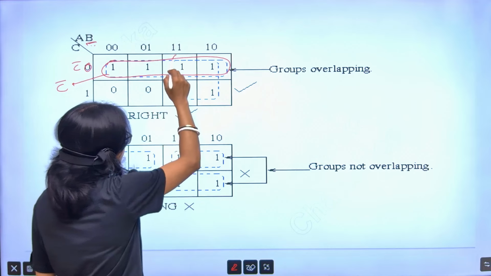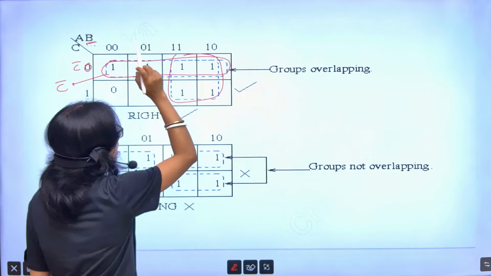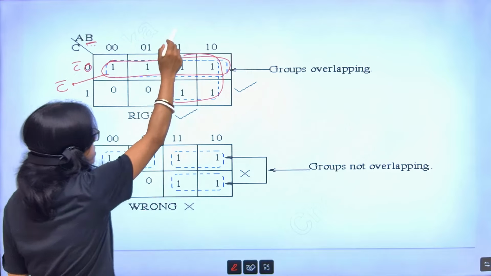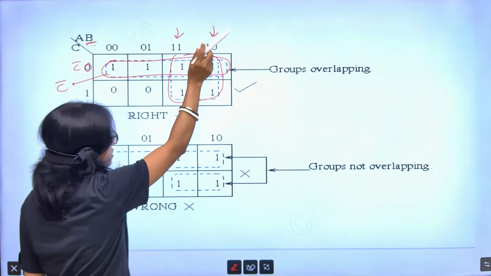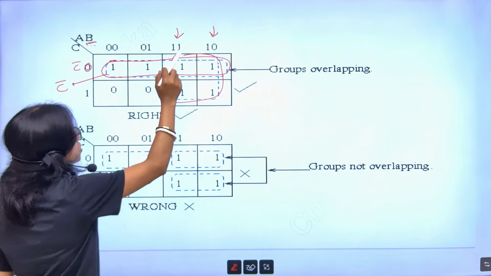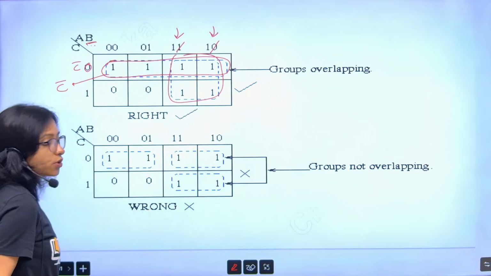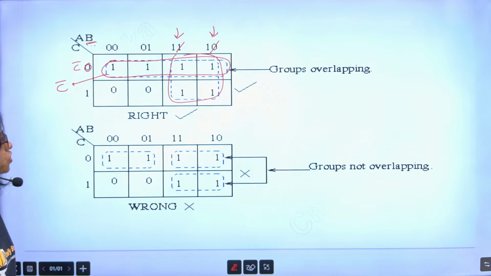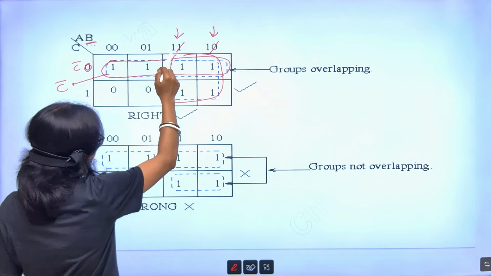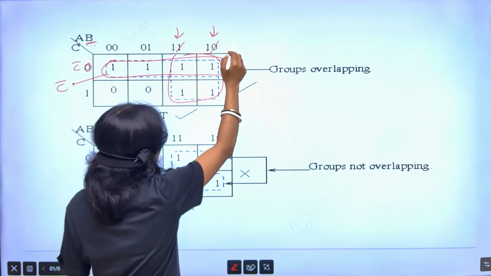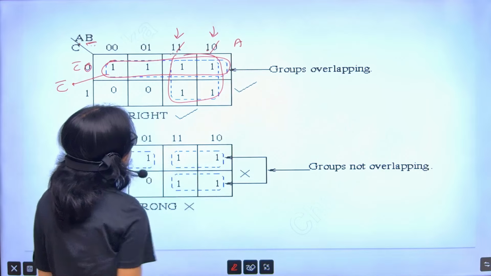Now from this grouping, what result will I get? Here see that this column and this column are involved. So I am going to cancel this 0 and 1. 0 1, opposite, is cancelled. So 0 1 cancel means only 1 is left. 1 means it is A. That means from here you are getting A.